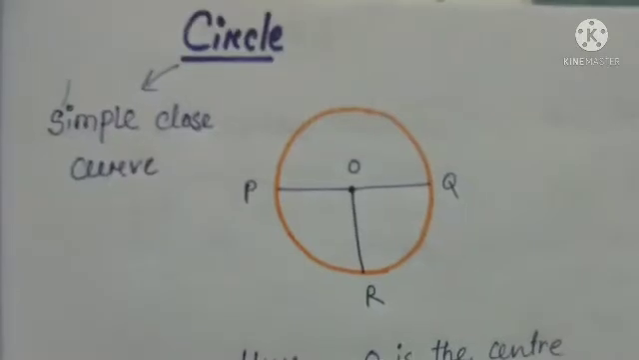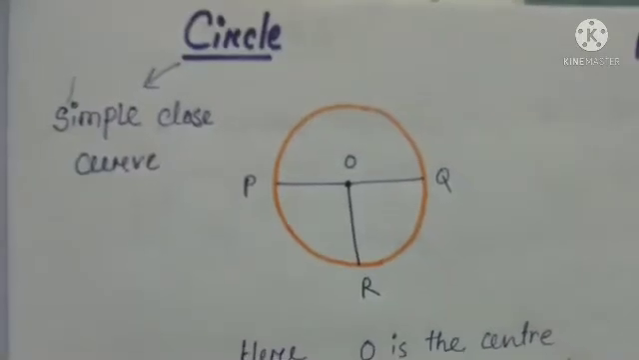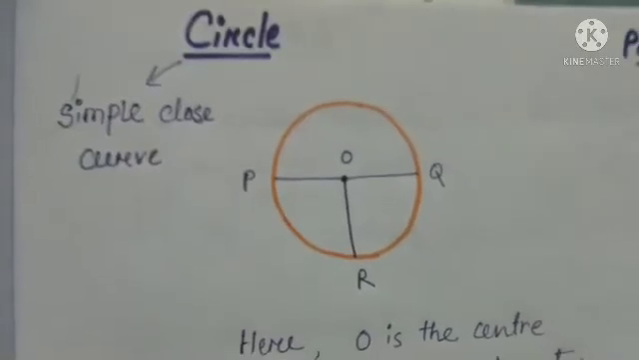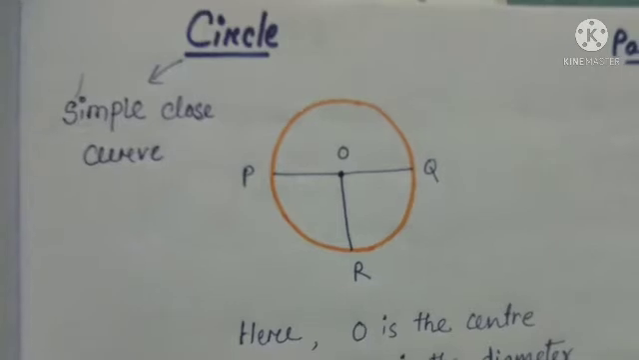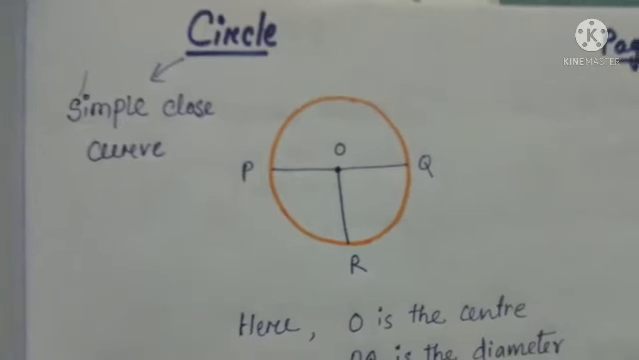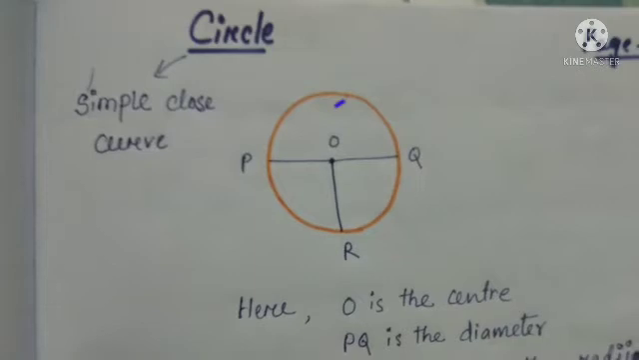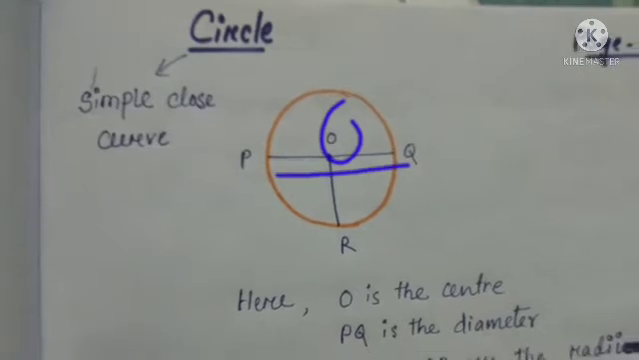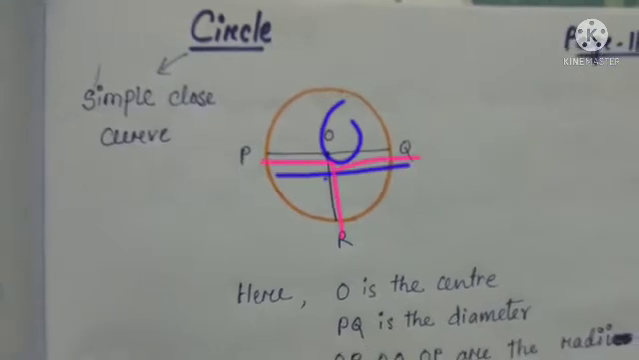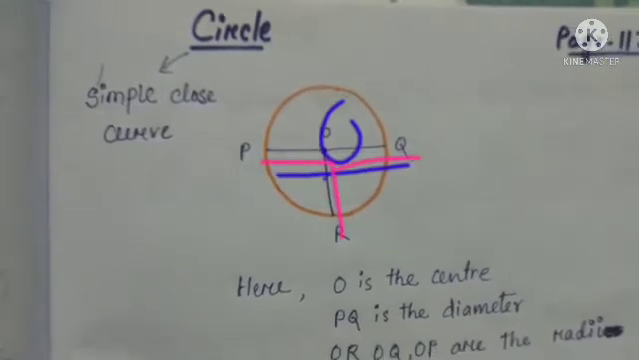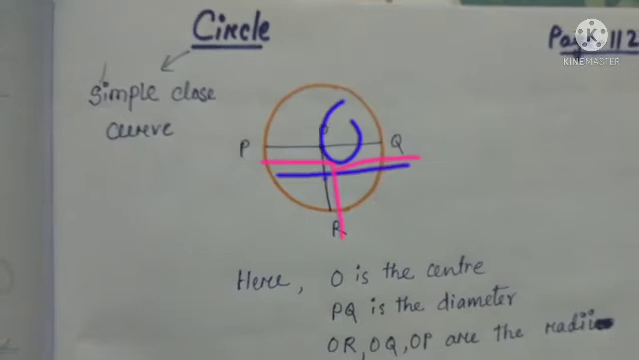My dear students, in this video we are going to discuss the circle. A circle is basically a simple closed curve. You can see I have drawn it here in orange color. You can see some lines over here. These are the point O, which is the center, PQ is the diameter, and OR, OP and OQ are the radii.